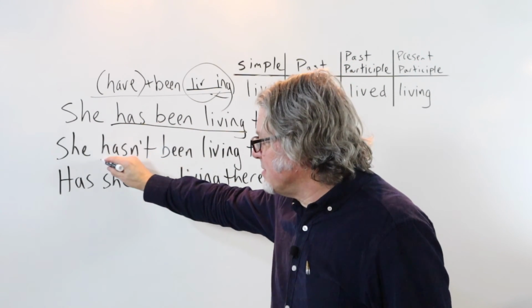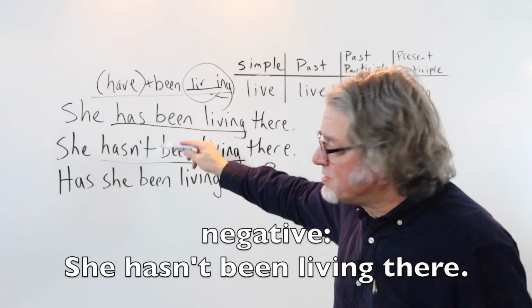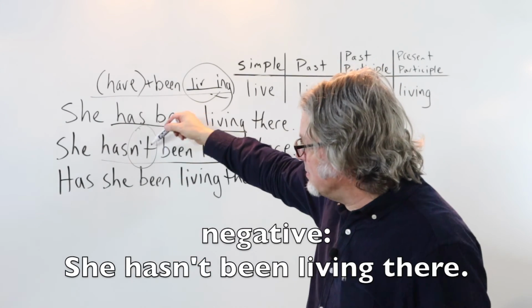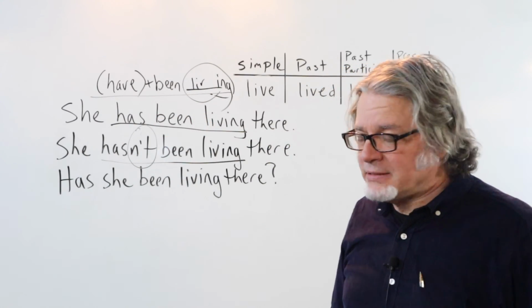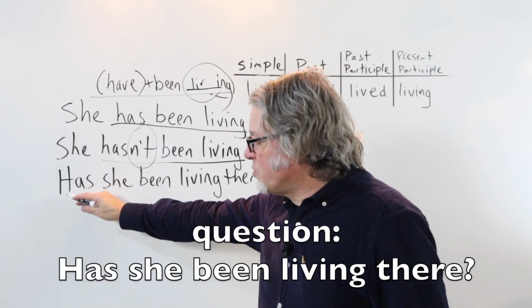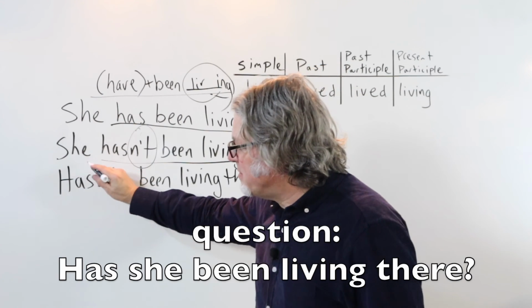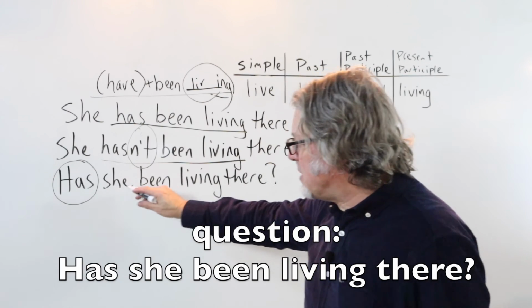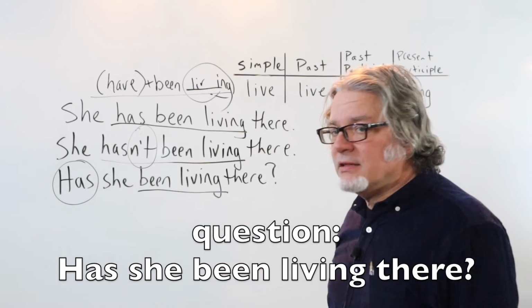She hasn't been living there. This is the negative contracted with has, and this is the word not. And in this question, has she been living there? Here's the helping verb, subject, and then been living there.